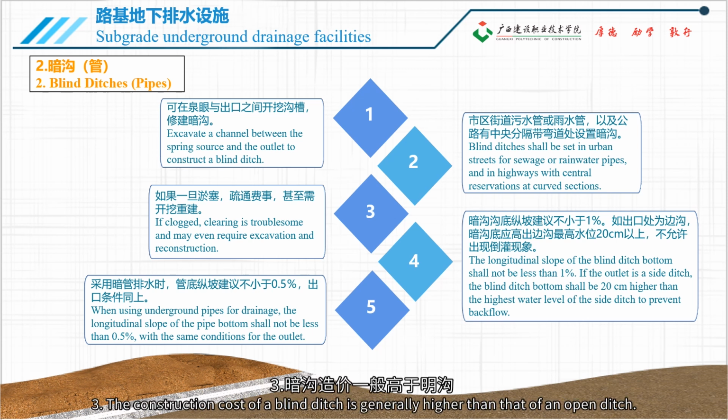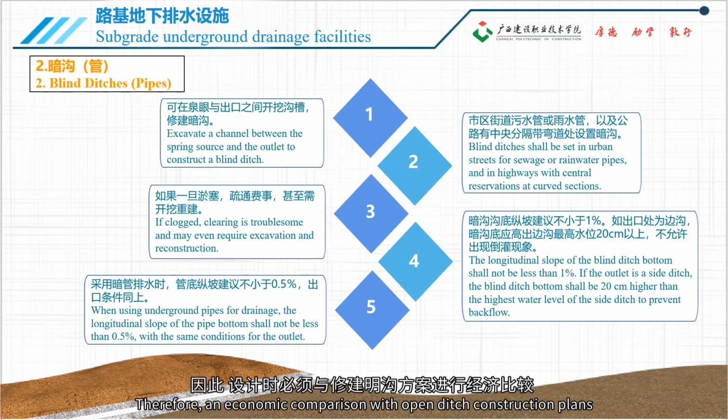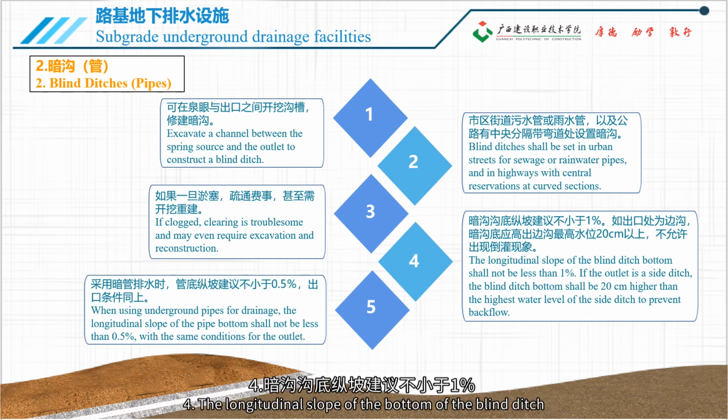3. The construction cost of a blind ditch is generally higher than that of an open ditch. Once blocked, it is difficult to clear and may even require excavation and reconstruction. Therefore, an economic comparison with open ditch construction plans must be made during the design phase to choose the best option. 4. The longitudinal slope of the bottom of the blind ditch is recommended to be no less than 1%.